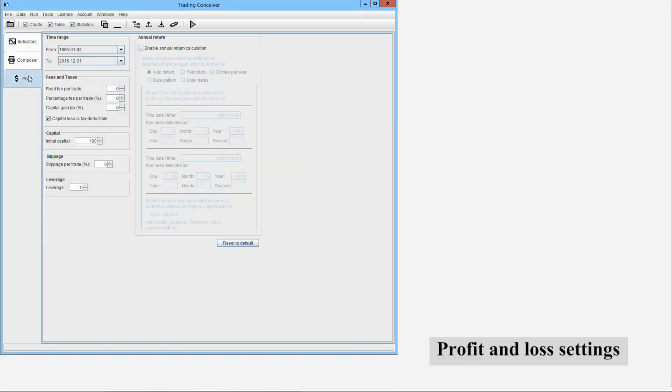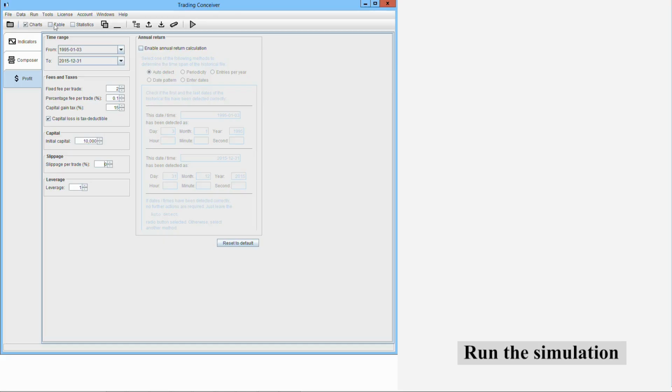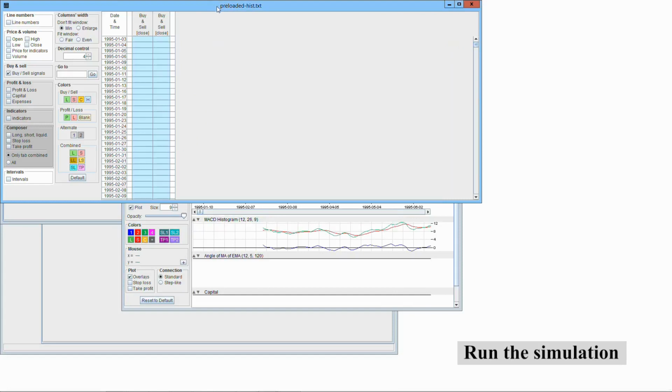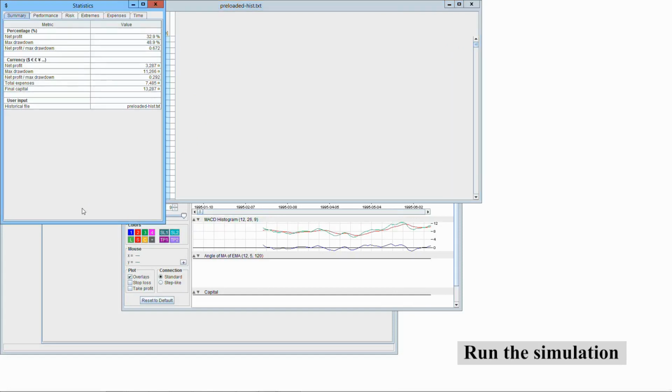Select the Profit main tab to input the parameters used for profit and loss calculations and other statistical data. Select all the 3 checked boxes determining the output windows to show, and then run the simulation by pressing the Run icon. The output windows, that is, charts, tables and statistics, will open up.